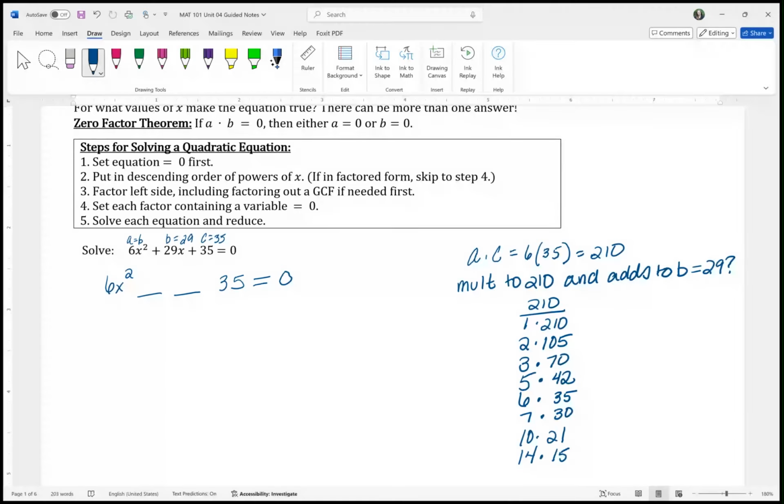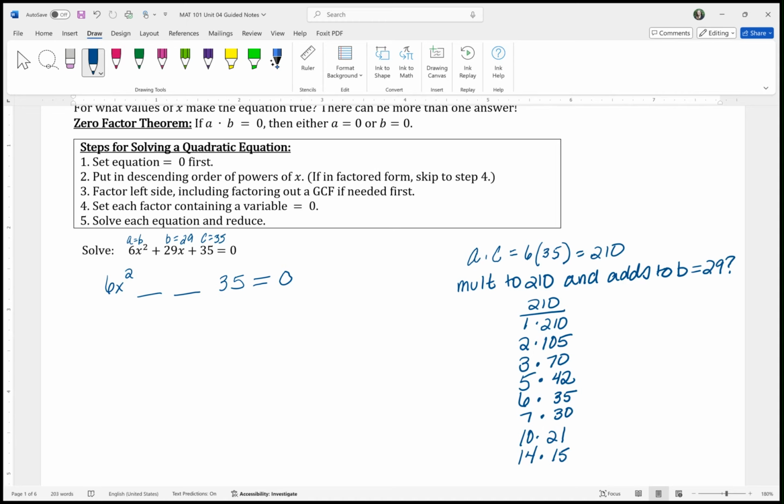If I was to keep going in this list, I would get 15 times 14. That would be a repeat, and that isn't how you would know to stop if you're not checking along the way, which is fine, okay? But now we need to actually do the second part of this. So we figured out all the numbers that multiply to 210. Now we need to figure out what combination adds to 29.